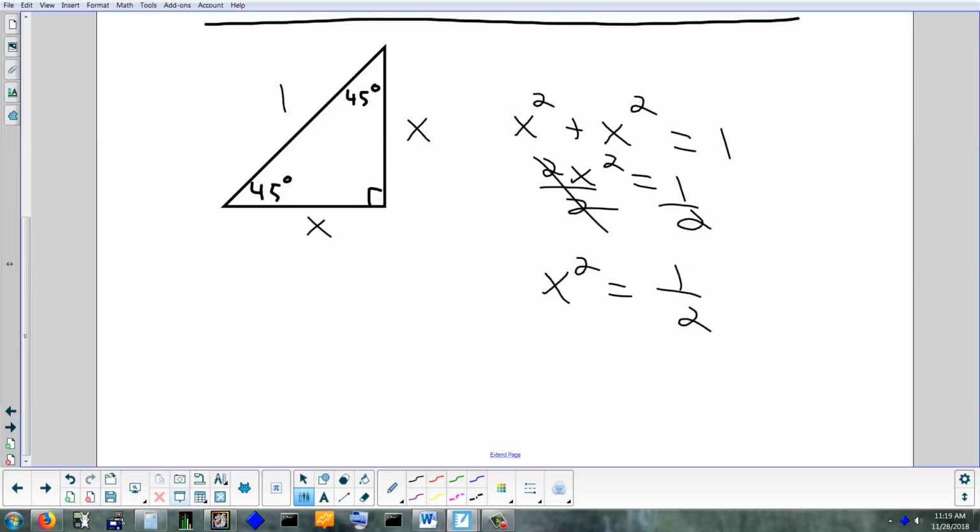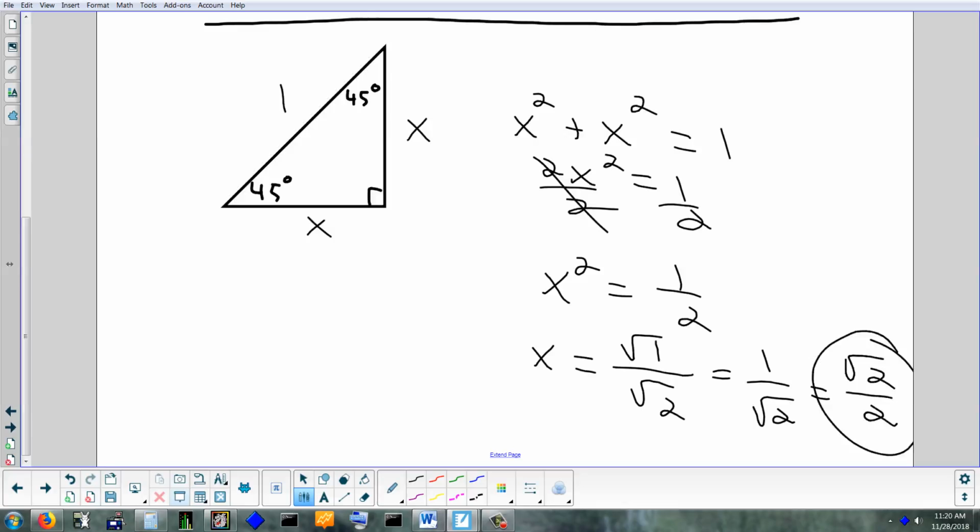And how about someone else tell me how I would get x by itself now? Square root each side. So x is the square root of, remember when you square root a fraction, you just do the top and the bottom separate. The top is nice. That's 1. But the bottom is not a perfect square, so I end up with a square root, which I can't leave. So what would you get when you fix that so the root's not in the bottom? Square root of 2 over 2.